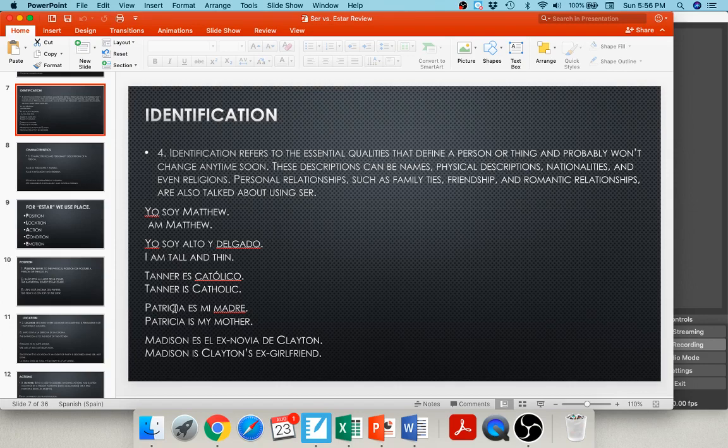I've said that Tanner es católico. Tanner is Catholic. Patricia es mi madre. There's a family identification for you. Patricia is my mother. And Madison es la ex-novia de Clayton. Madison is Clayton's ex-girlfriend. Identification.